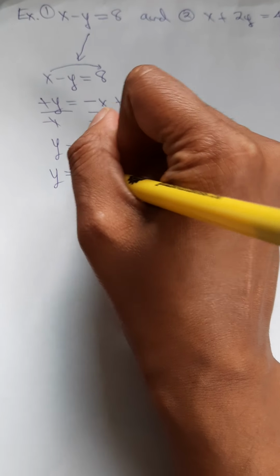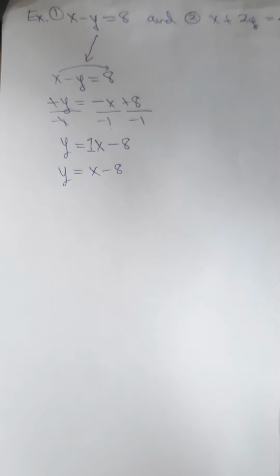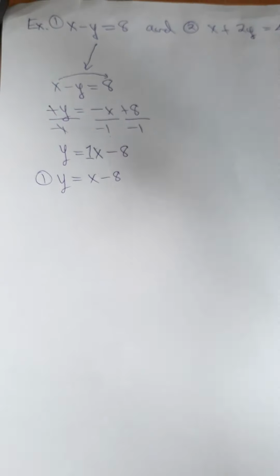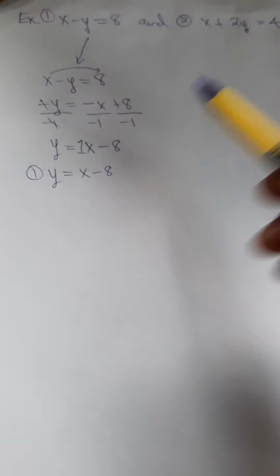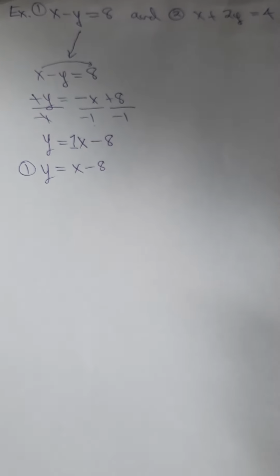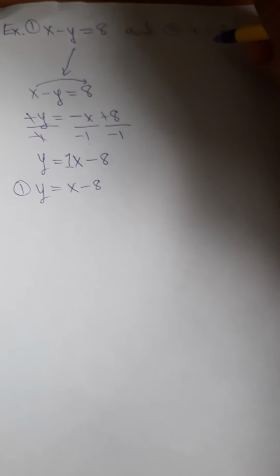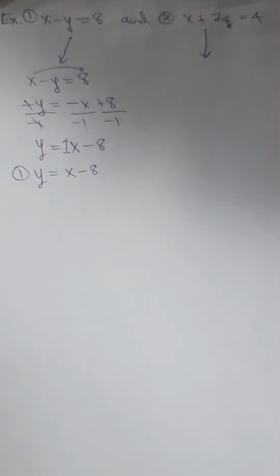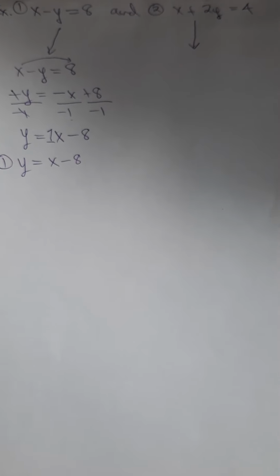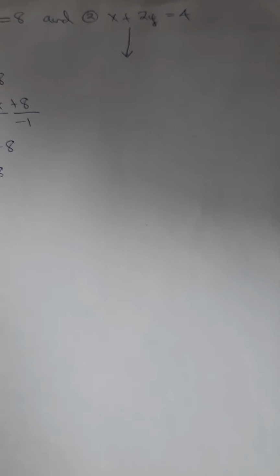Okay, and I'm just going to rewrite it. This is x minus 8. Okay, so this is my first equation now. Okay, it's basically the same as this equation. We just changed it into the slope-intercept form. Because remember, we want to just make both of these equations equal. So let's go to the second equation.